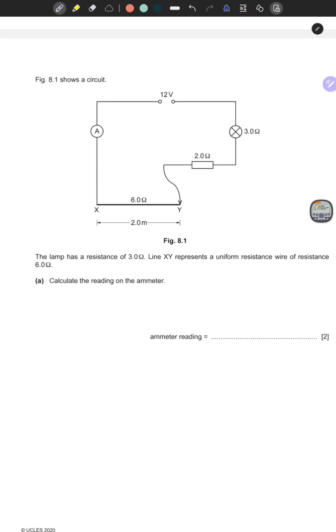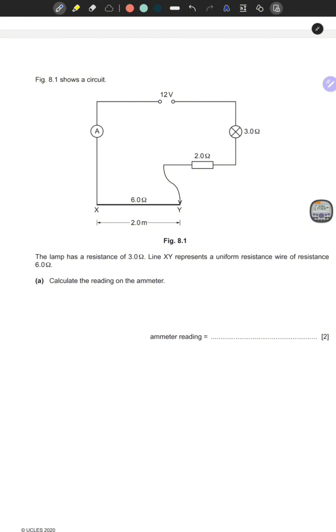Figure 8.1 shows a circuit. Alright, this is the circuit that I have here. The lamp has a resistance of 3 ohms. Line XY represents a uniform resistance wire of resistance 6 ohms. Calculate the reading on the ammeter.